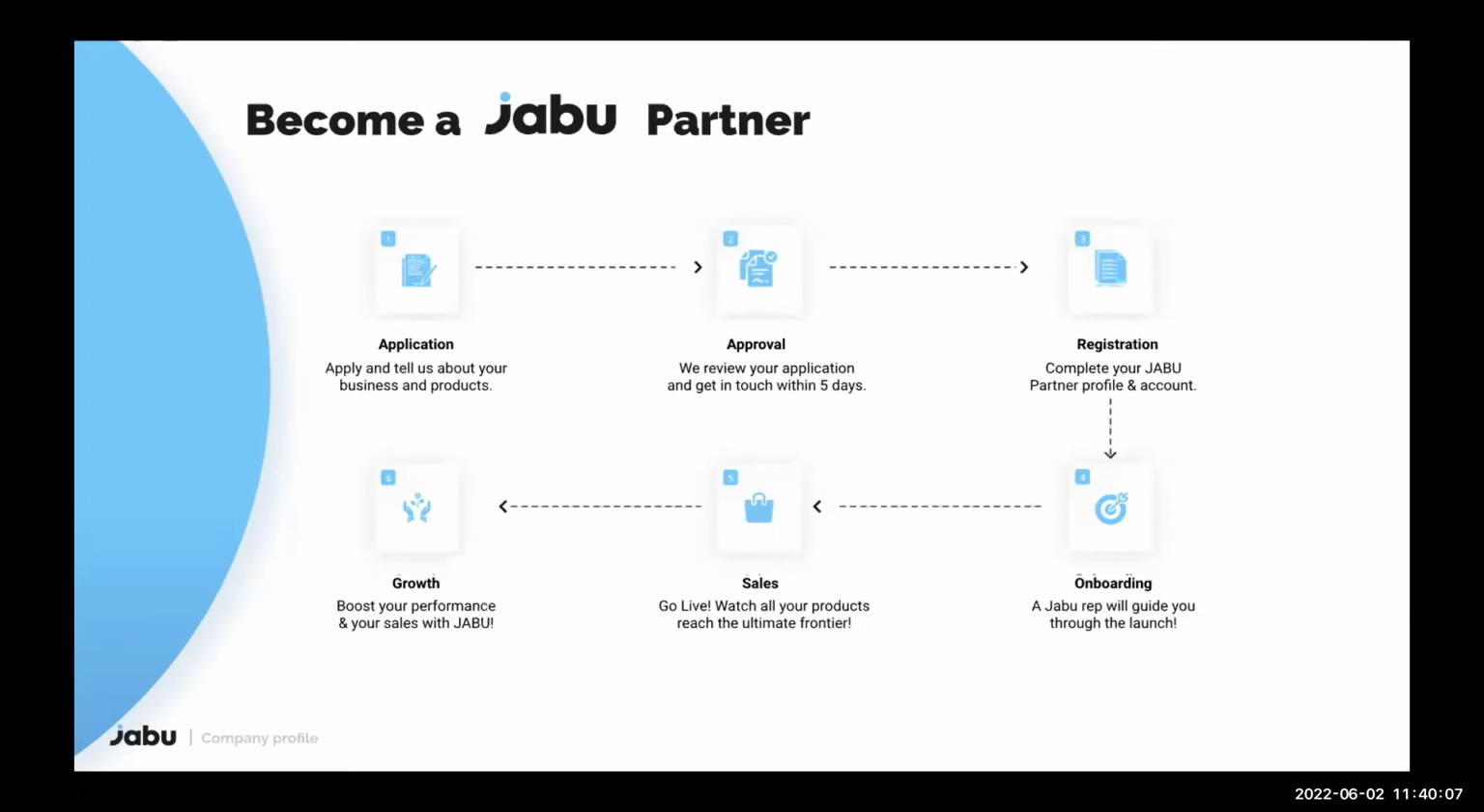The next step is registration. We'll complete a JABU partner profile. We'll create an account for you so that we can have you in our system. And then we'll begin that onboarding. And that's that digital enablement, uploading your products, your SKUs, the photos, so that all of our customers have access to that information. And then it's pretty simple from there. We go live, you watch your products grow and your sales increase.